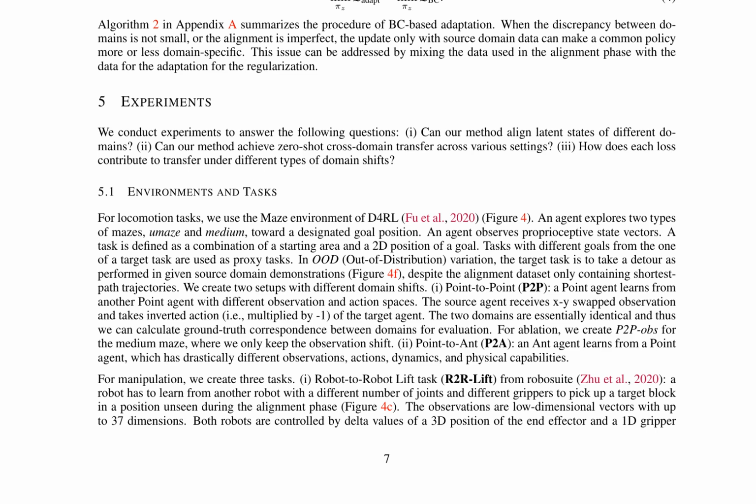When the domain discrepancy is significant or alignment is imperfect, the update may make the common policy more domain-specific, which can be addressed by mixing data from the alignment and adaptation phases for regularization. Experiments aim to answer three questions: whether the method can align latent states of different domains, achieve zero-shot cross-domain transfer across various settings, and how each loss contributes to transfer under different types of domain shifts.